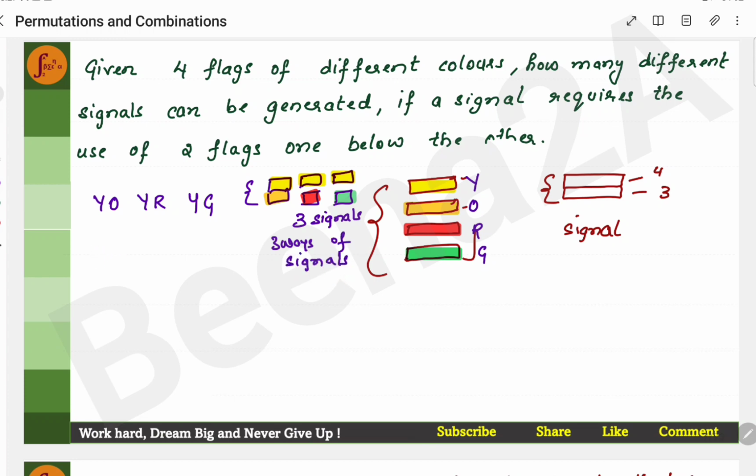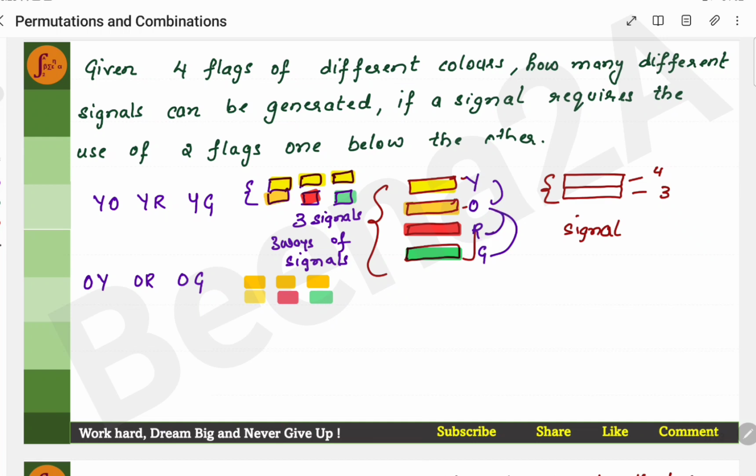Now I'll go with the second combination. I can take orange now. Orange with yellow, orange with red, orange with green. This is the second combination. Now we're done with orange.